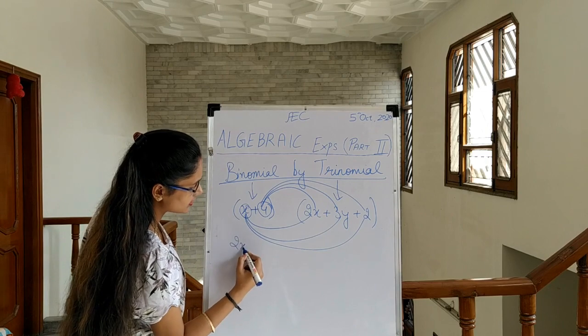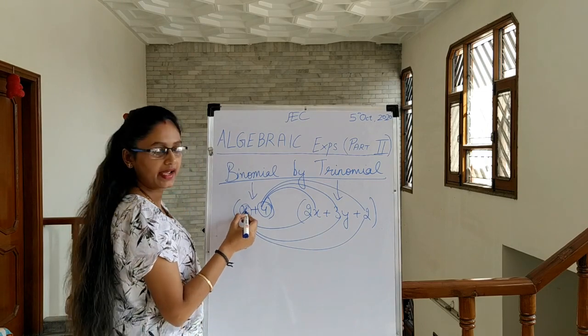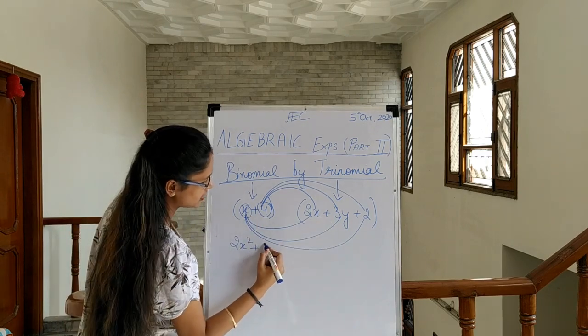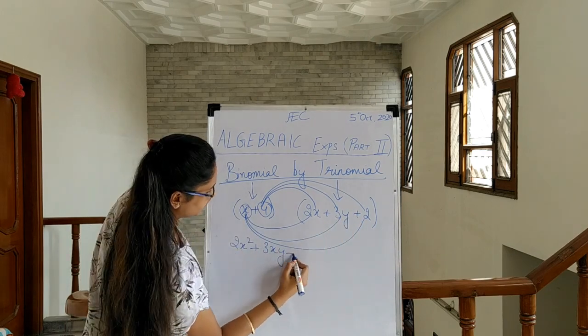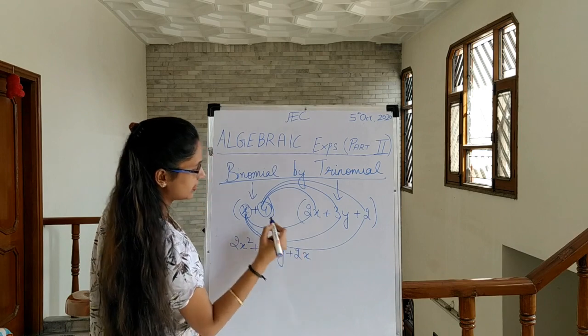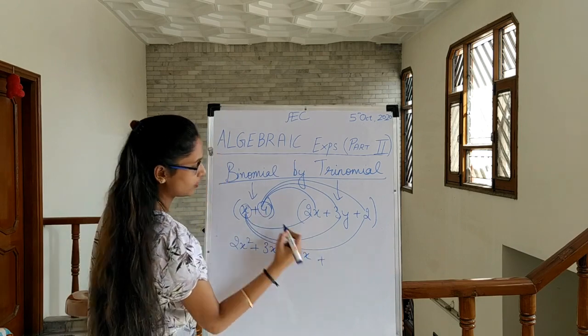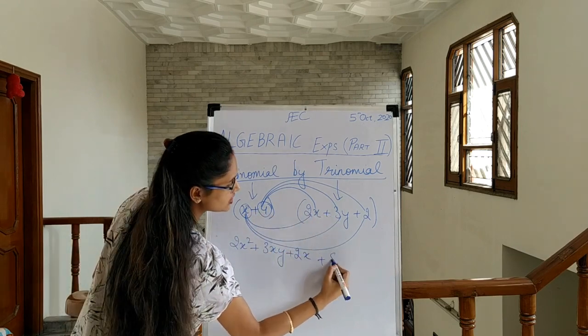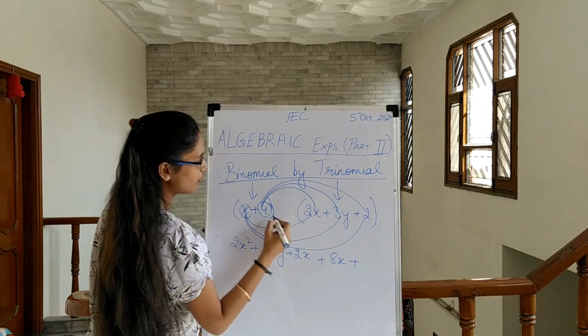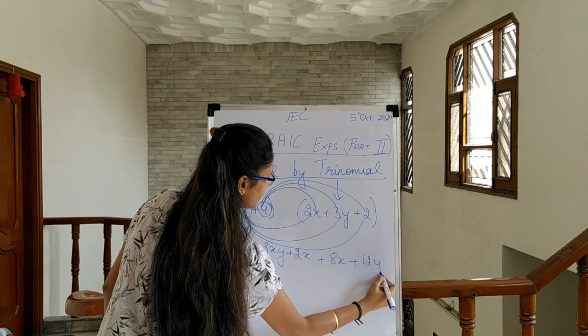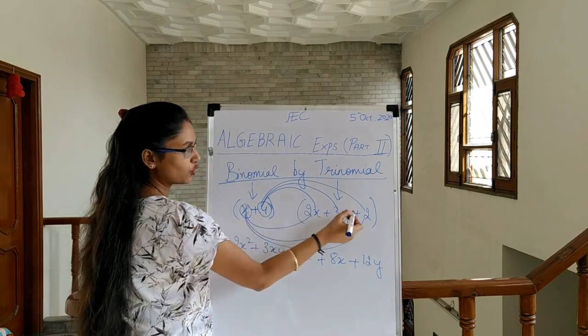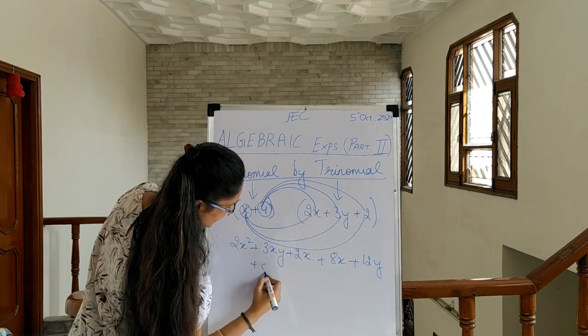If I multiply x by 2x, I get 2x square. Then I will multiply x by 3y, which is 3xy, then x with 2, 2x, then plus sign, 4 multiplied by 2x, which is 8x, then 4 multiplied by 3y, which is 12y, and last term plus 4 times 2, which is plus 8.